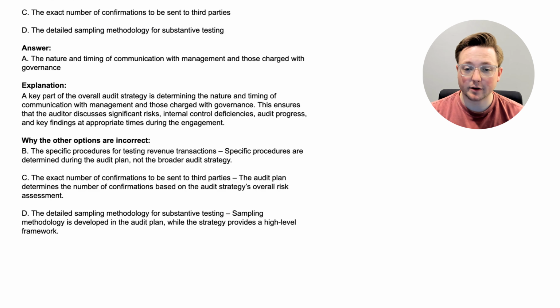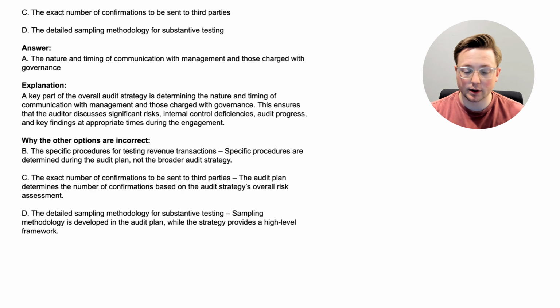A, the nature and timing of communication with management and those charged with governance. Let's go through the explanation. A key part of the overall audit strategy is determining the nature and timing of communication with management and those charged with governance. This ensures that the auditor discusses significant risks, internal control deficiencies, audit progress, and key findings at appropriate times during the engagement.